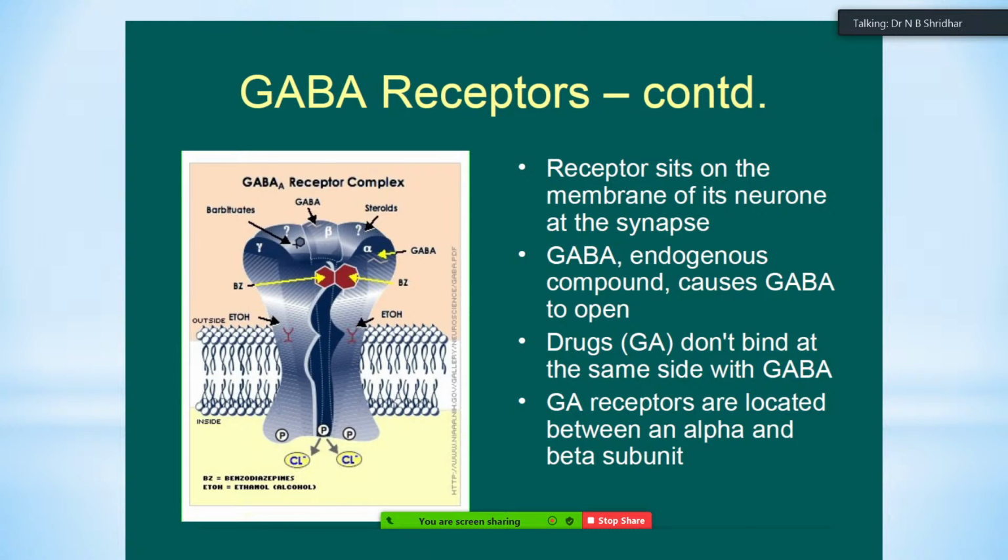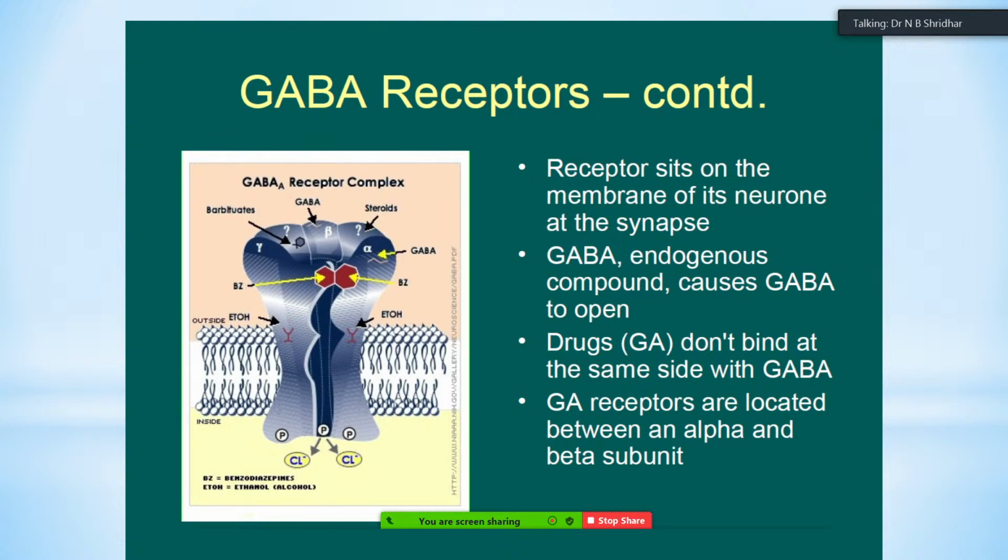So you can see the structure of the GABA. It is a different structure than that of the earlier receptors. It has varieties of receptor sites on the membrane, as far as neurons at the synapse are concerned. GABA is an endogenous compound that causes GABA A to open.